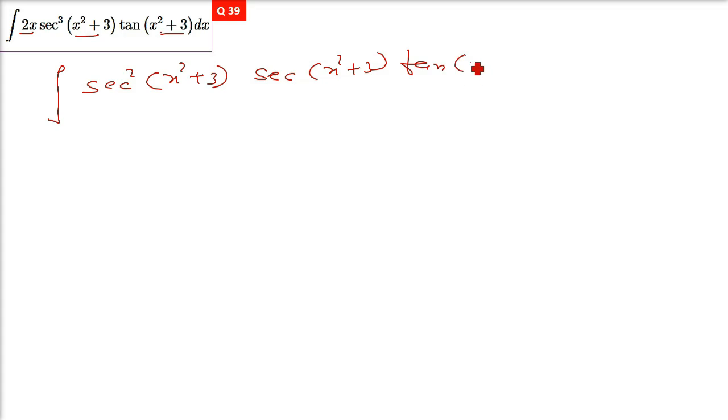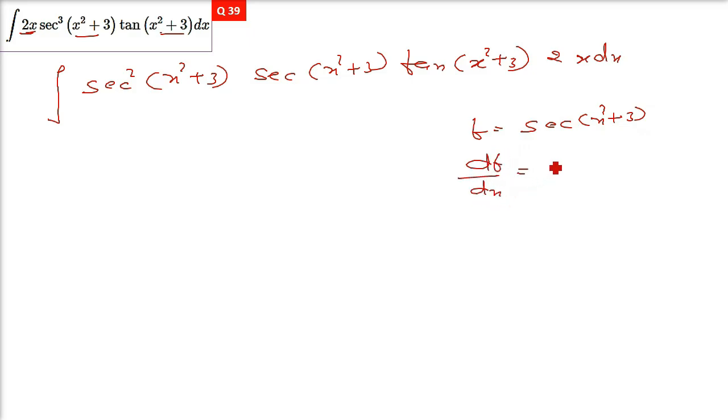And what about this tan(x square plus 3)? And all other things you can write it here, 2x dx. Now why it has been done? Because when we write sec(x square plus 3) as t, we'll get dt by dx as sec x tan x. That is the differentiation. So sec(x square plus 3), tan(x square plus 3), and then the differentiation of x square plus 3 will give you 2x. So this dx will go on the right.